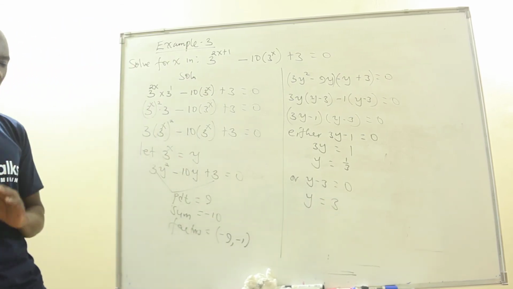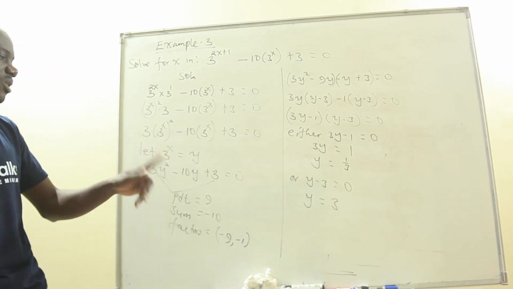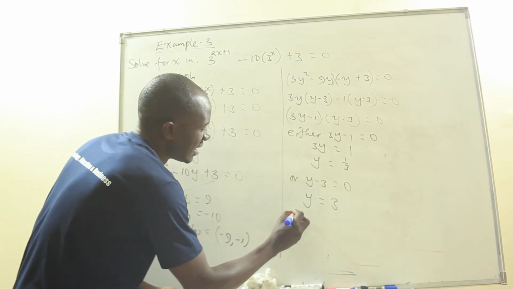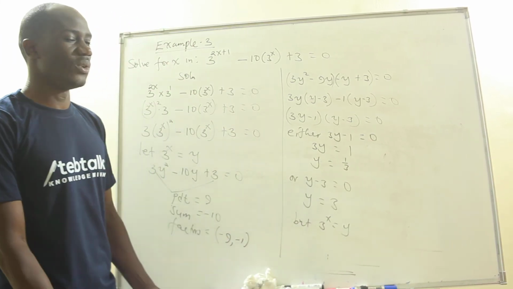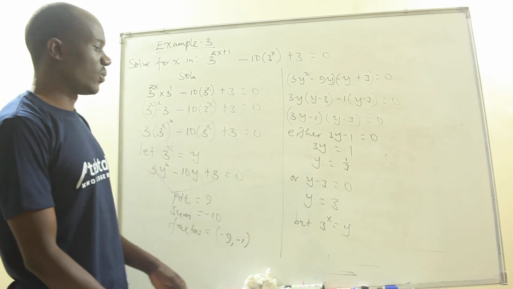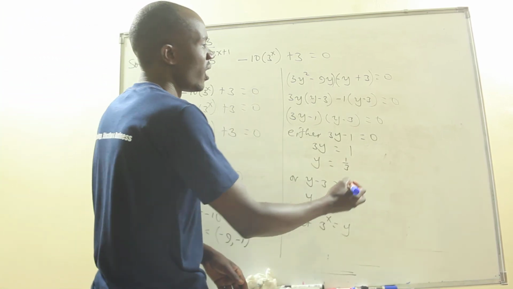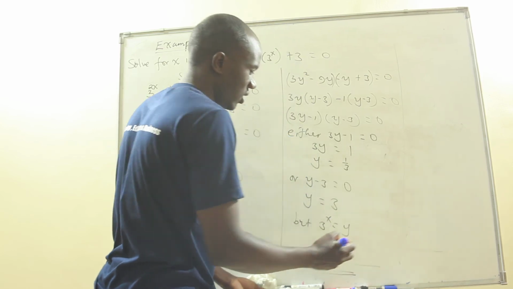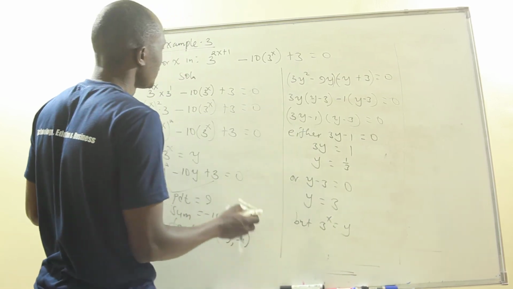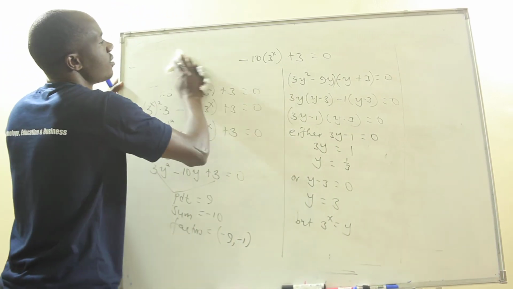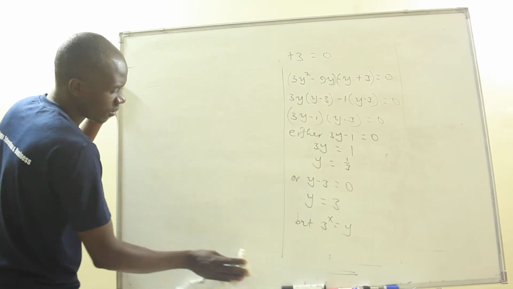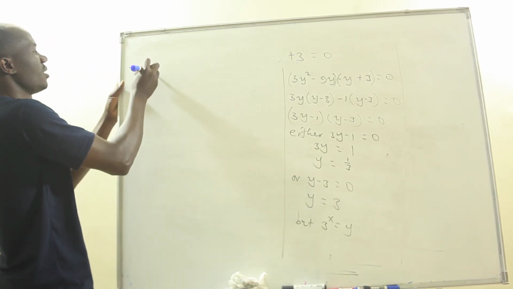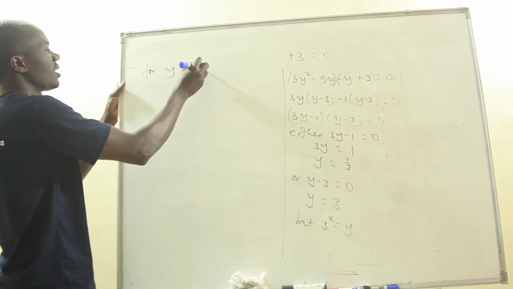Then again recall, we said our y, but y was equal to 3 power x. But 3 power x was equal to y. Then can we substitute in? So what is the first one, for y equals what? For y equals a third, we start by saying for y equals a third.